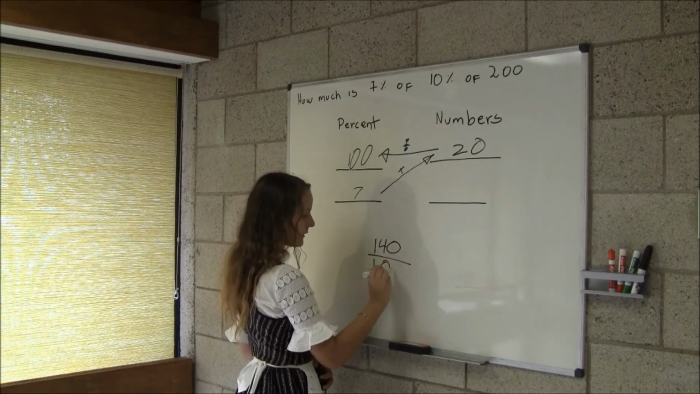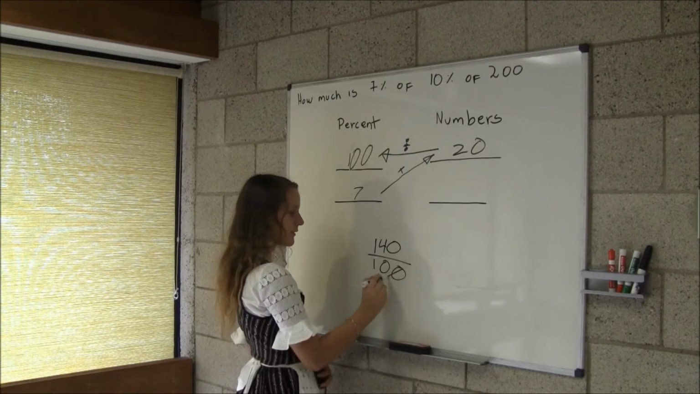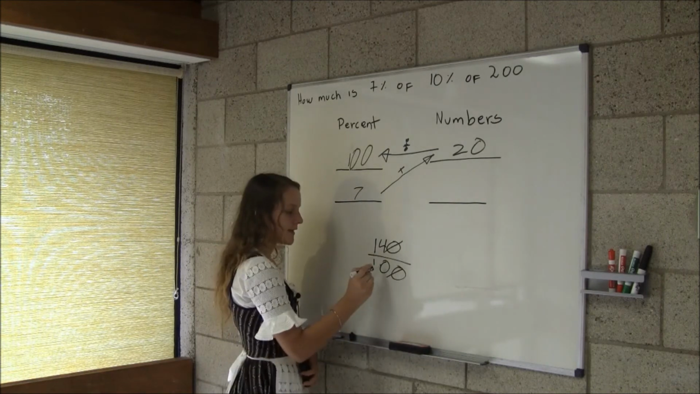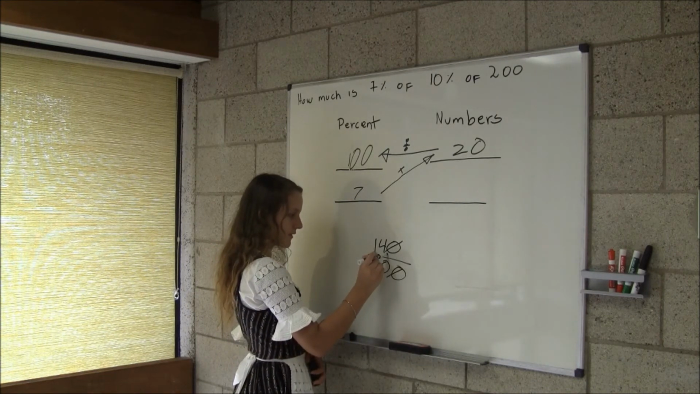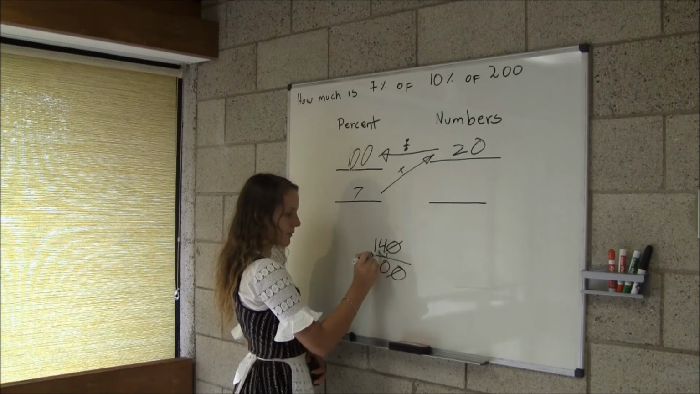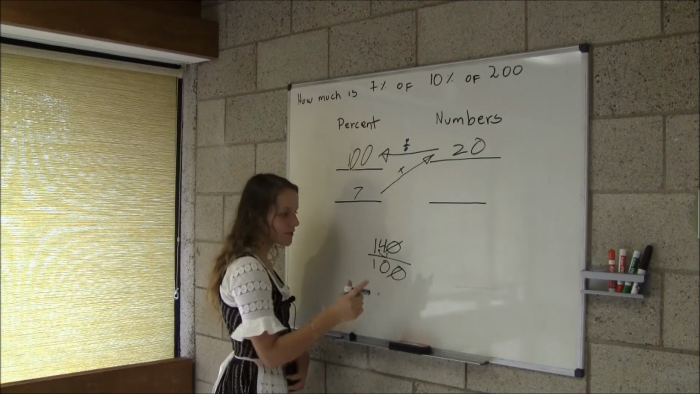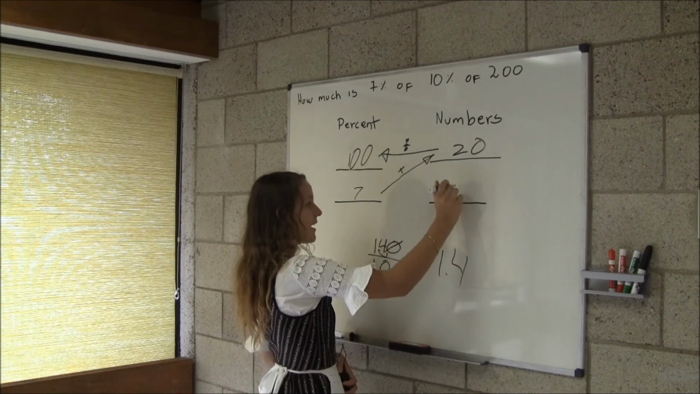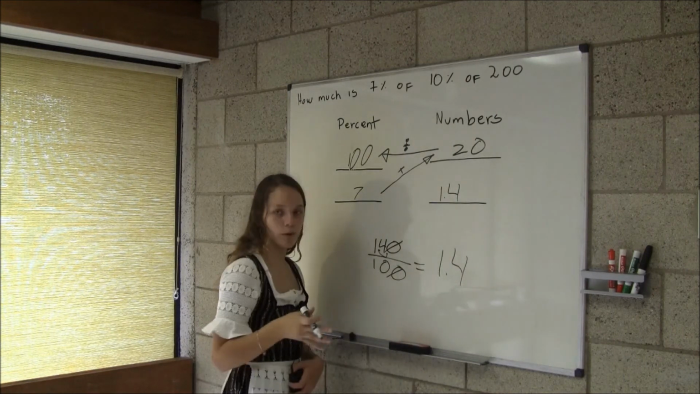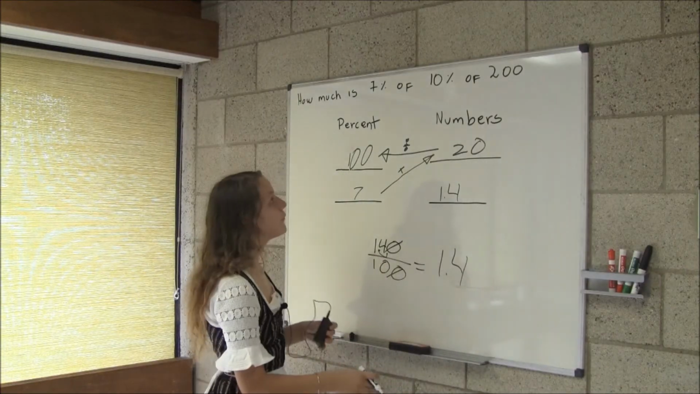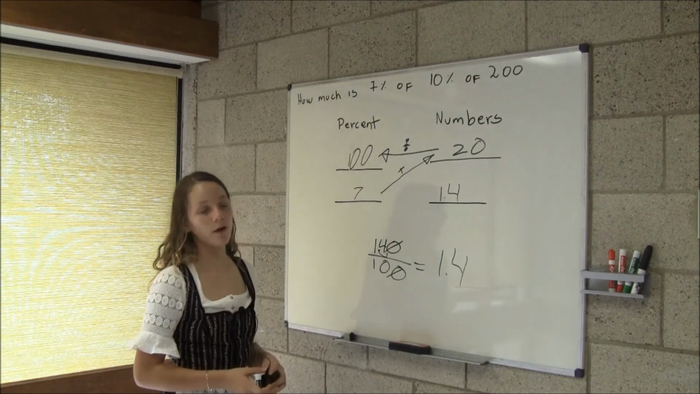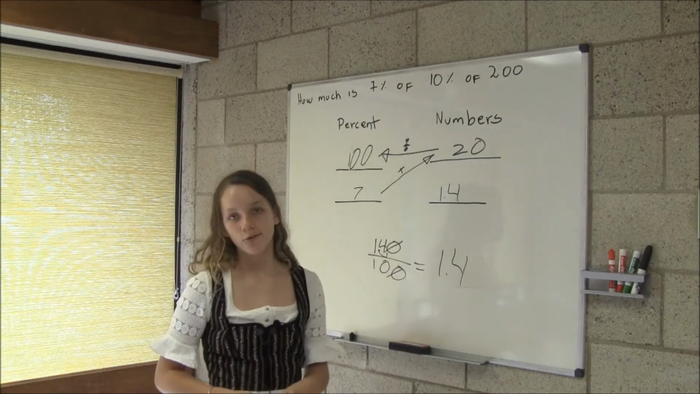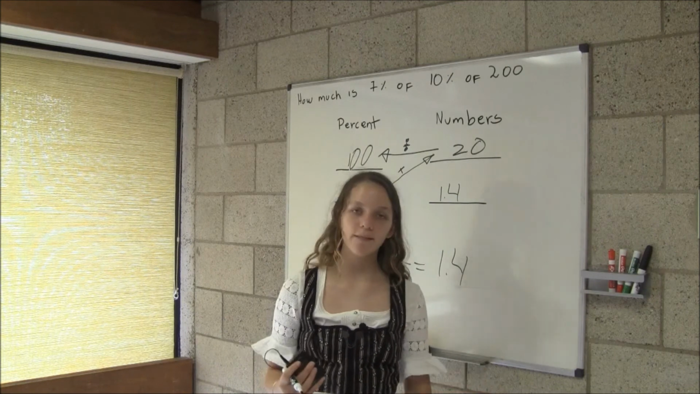So 140 divided by 100. Since there's 2 zeros, we can just X out these. This 0 will count as a decimal, so the decimal is currently right here, and we move it over right here. So the answer will be 1.4. So 7% of 20 is 1.4. As you can see, 1.4 is 7% of 10% of 200. It might have sounded scary, but it's actually not that bad in the end.